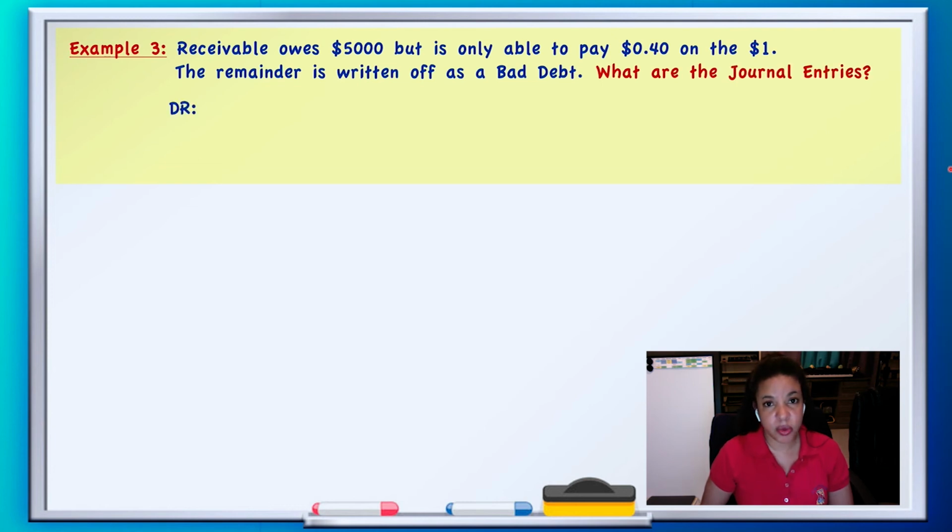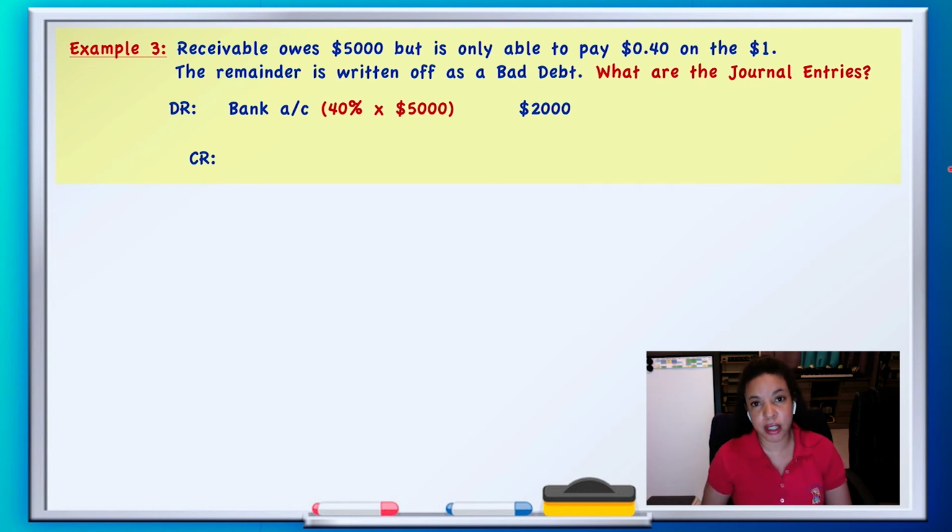Just like the last one, you will always debit bank. So we're going to put bank. We received how much money? 40% of the $5,000 owed would be $2,000. So we received $2,000 from him. He doesn't owe us $2,000 anymore.